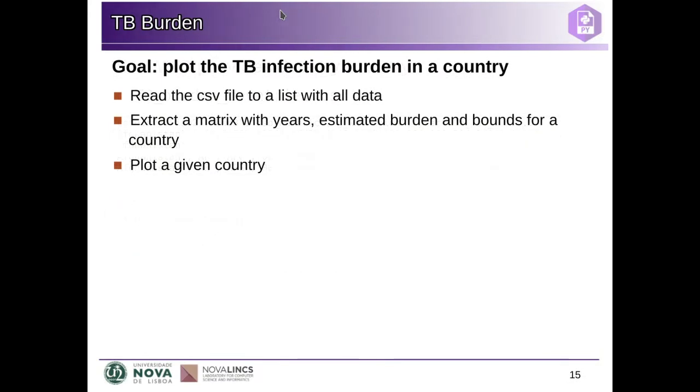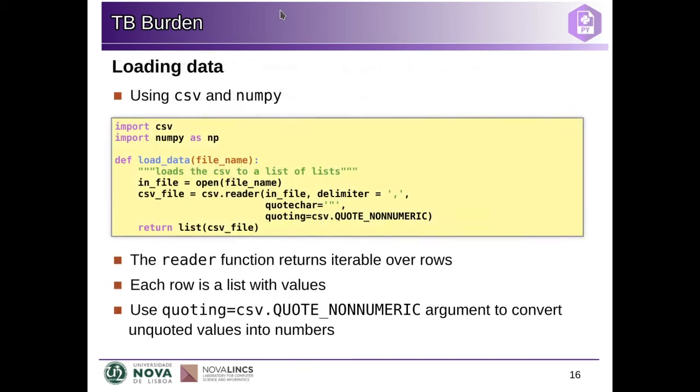So we need to read the CSV file. Let's read it to a list with all of these rows, because that's the way the function that we'll use for reading the file provides the data. But then, if we want to plot the burden for a specific country, we need to extract a matrix with the data for that country. And so we'll need an additional function to get us the data for the country, and then we can plot a specific country like that. So let's see how to read the CSV file.